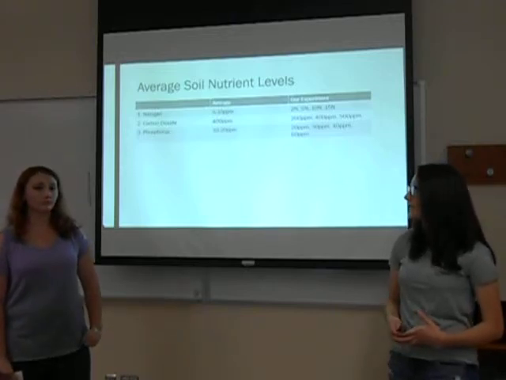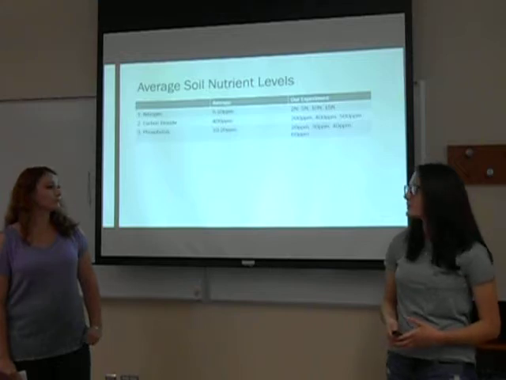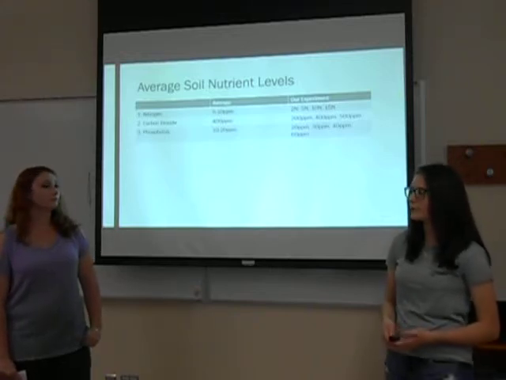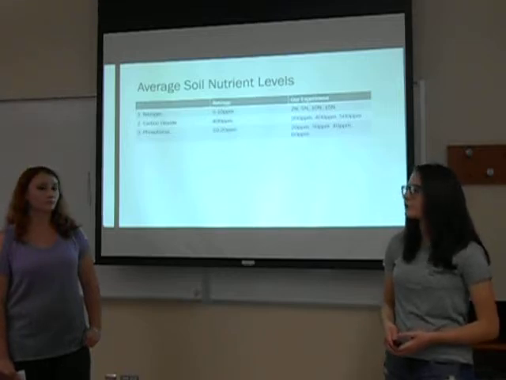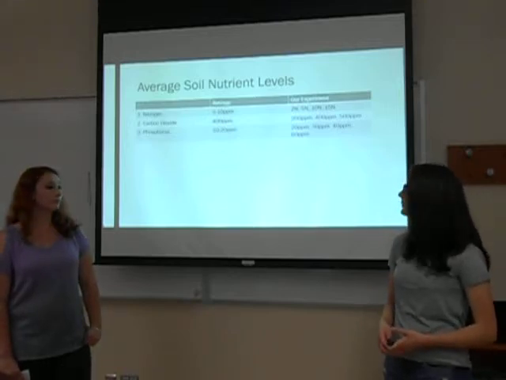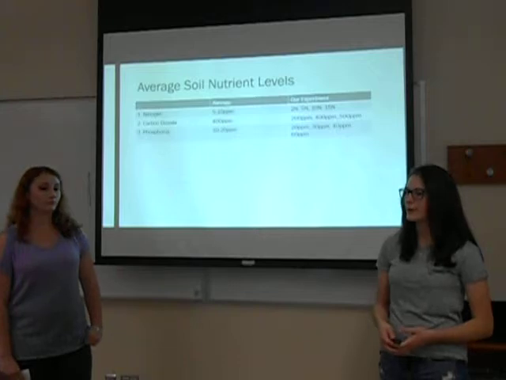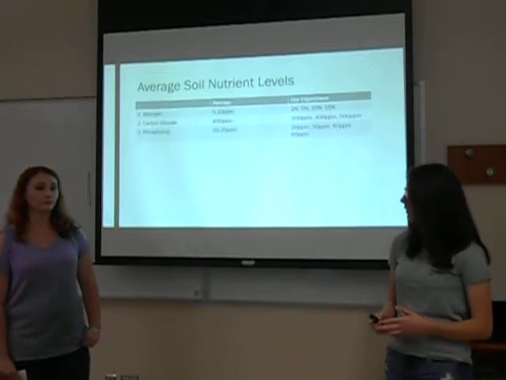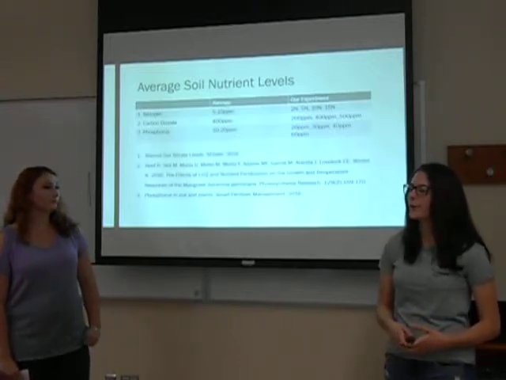For carbon dioxide, the average in the atmosphere is about 400 parts per million, and we would like to test 200, 400, and 500. For phosphorus, the average is about 10 to 20 parts per million, and we would like to test 20, 30, 40, and 60 parts per million. And here are sources from where we got the average numbers.